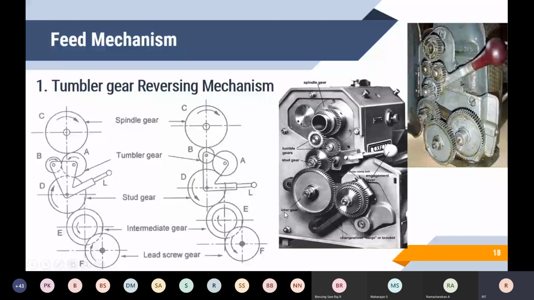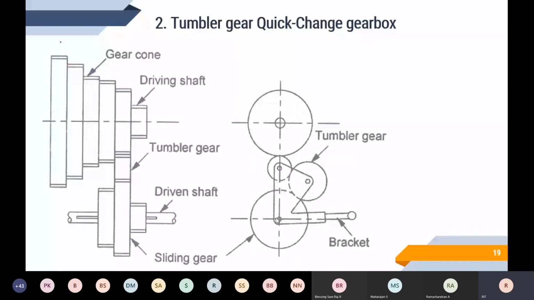So another technique: the tumbler gear quick change gearbox mechanism. Different speeds for driving the shaft are obtained by the tumbler gear and cone gear arrangements. The tumbler or the sliding gears are attached to the brackets. So you can see the difference.